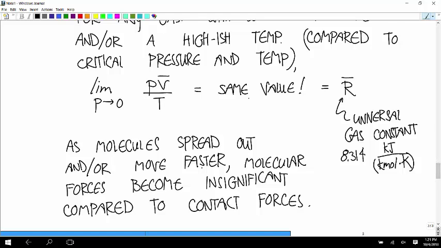And yes. Mm-hmm. The kilos, yes, you can. Yeah, that's equal to 8.314 in SI units. Yep.